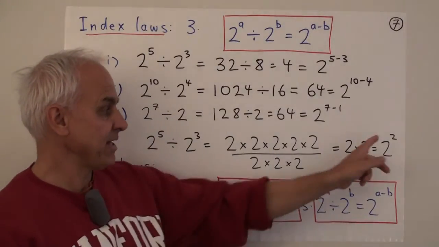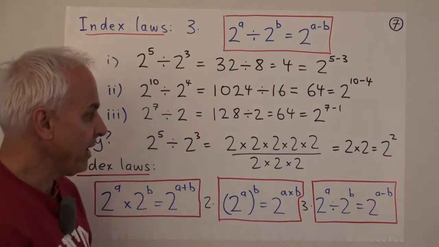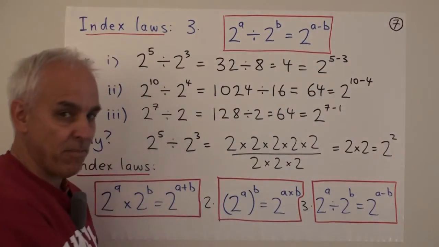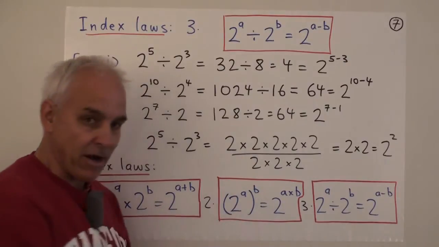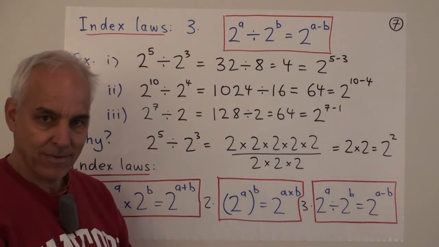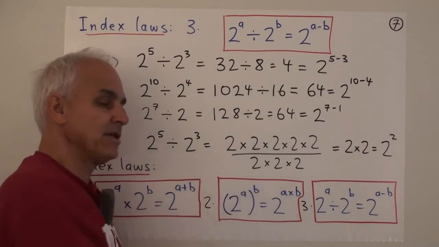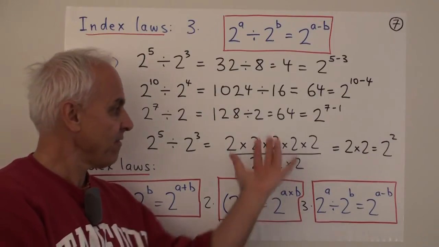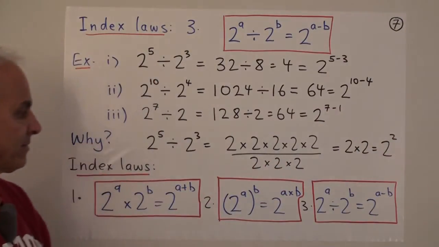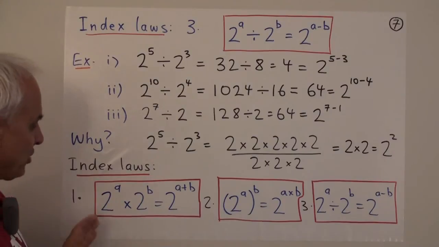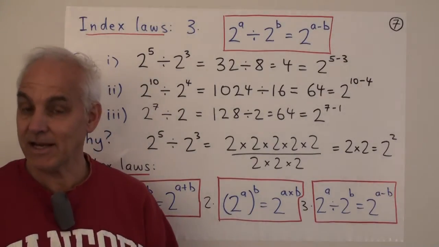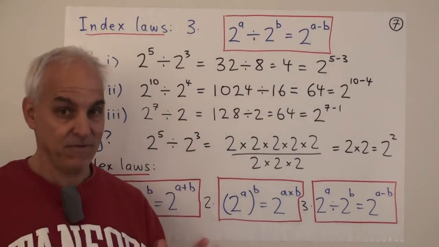And I hope that you can see that this 2 that we're getting here is really the difference between 5 and 3. We have 5 2's on the top, 3 2's on the bottom, and we're canceling 3 of the 2's, leaving 2 2's up on the top. 5 minus 3 is the 2 there. Alright, so we've established these 3 rules, which you probably will have studied in year 8. So this is actually something of a review.